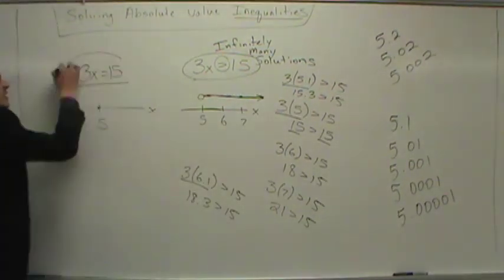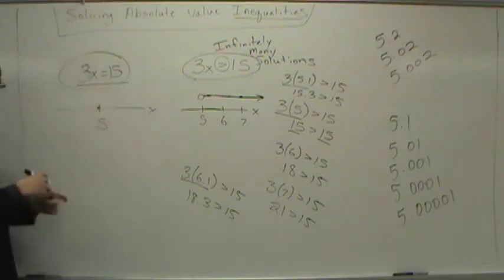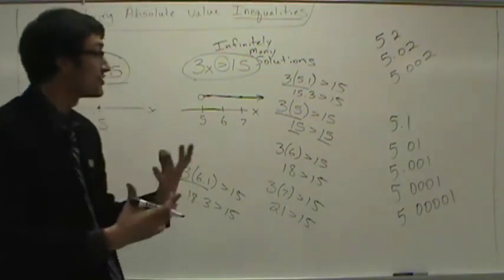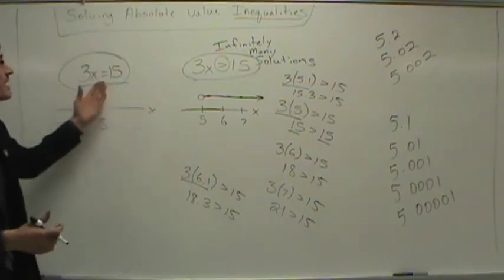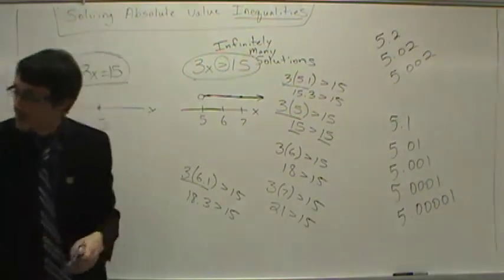Okay, now, with the equations, we had one solution. I showed you examples of equations that had 2 solutions. I also showed you examples of equations that have no solution. But in this case, we have how many solutions? Infinitely many solutions.